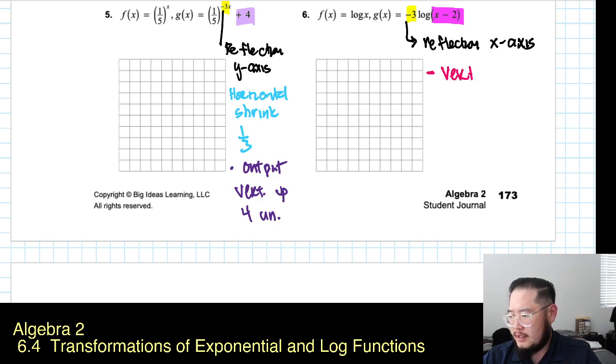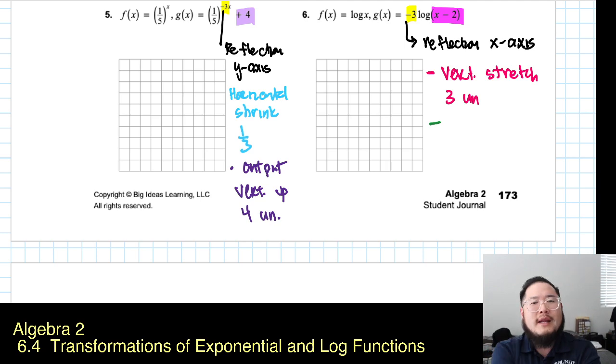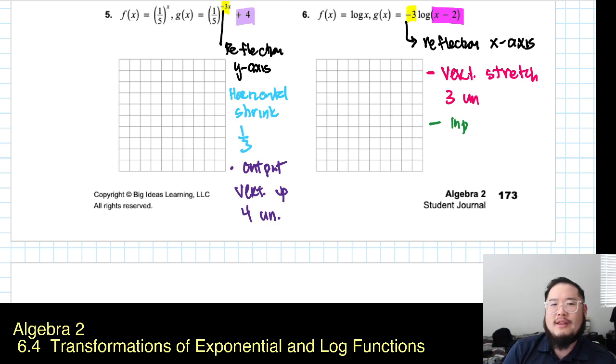And then lastly, right here, we have the x minus 2. And that x minus 2 it's attached to the input. And then -2 tells me that it's going to actually go to the right 2 units. So it's horizontal transformation, right 2 units. And there you go. Another lesson on transformations, but this time with exponentials and logarithmic functions. And there you go, section 6.4.